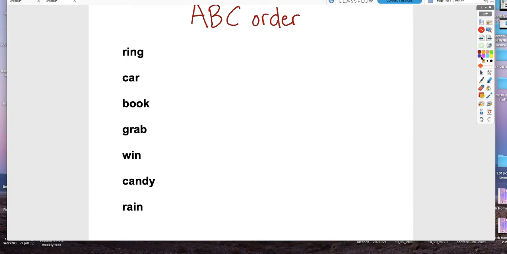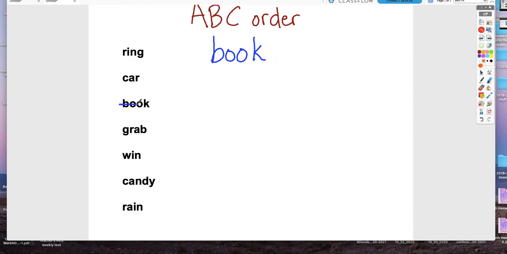Fantastic. Any volunteers? What would my first word be? Kinsley, what would my first word be, hon? Book. Great job, Kinsley. Good to hear from you. B-O-O-K would be my first word in alphabetical order in this list.